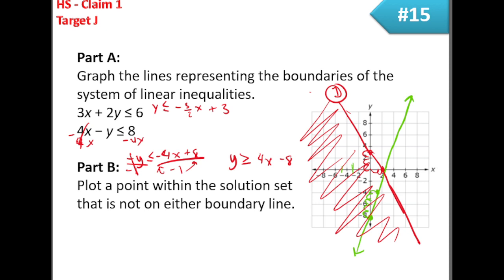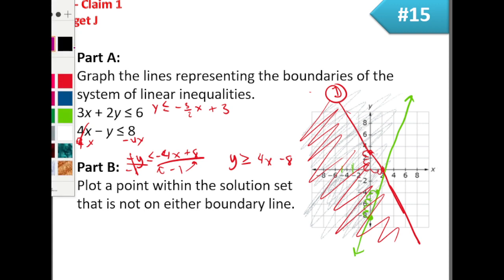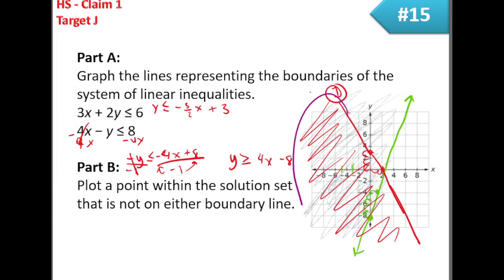For the other one, it says y is greater than. So I'm going to be shading above. So that means my solution set includes all of these overlapping shades. So any point in this area is a solution that's not on the boundary line. The boundary lines are the lines. Okay.